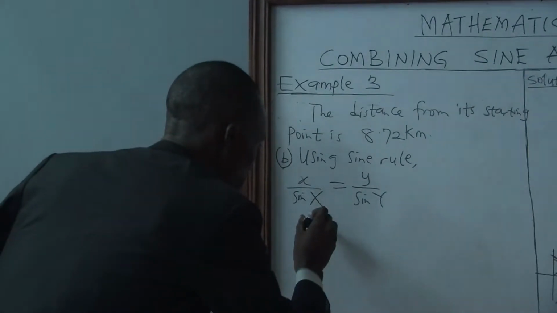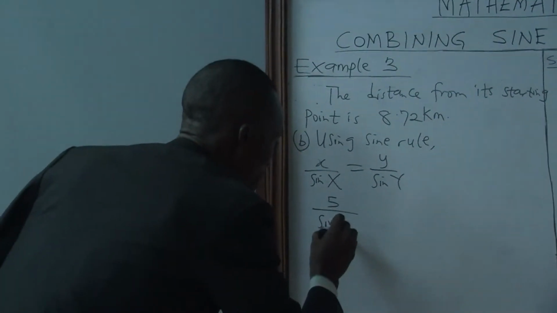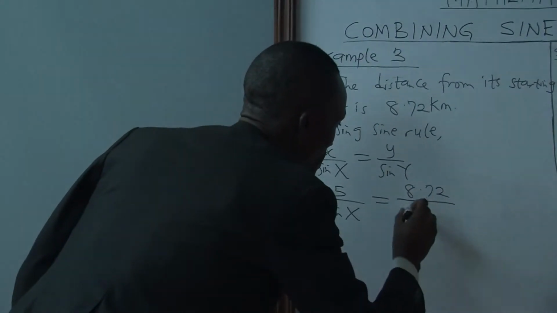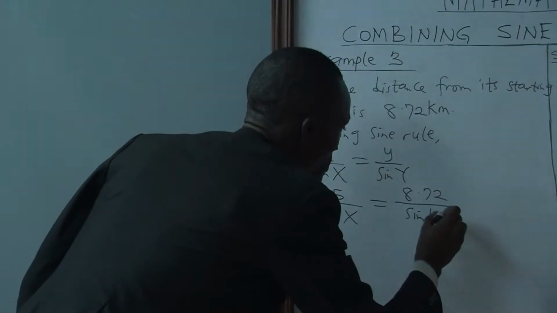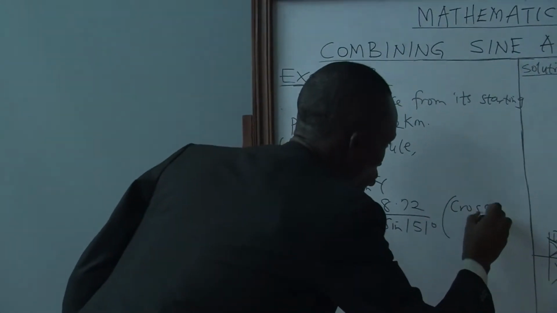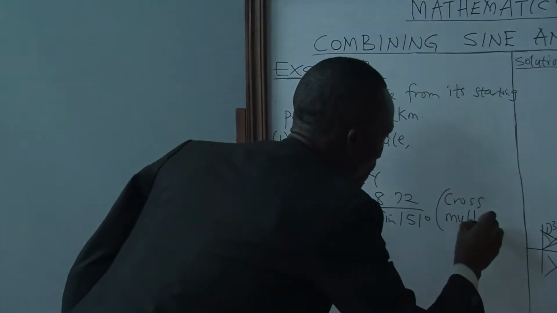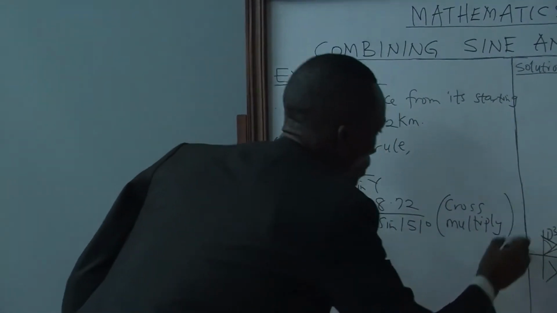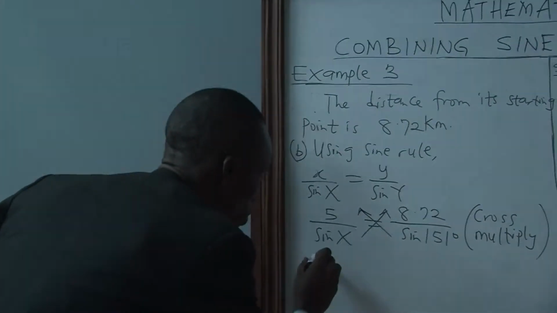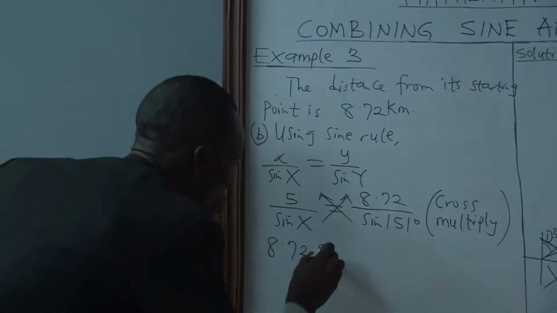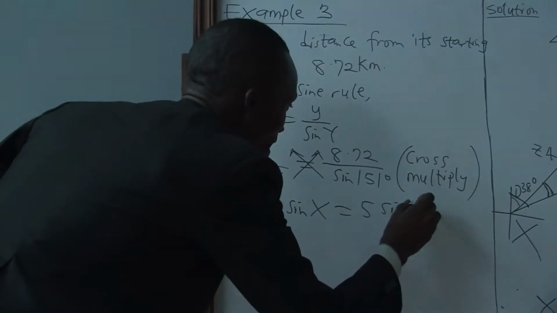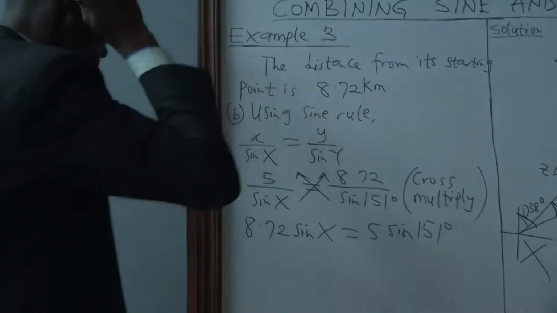So from there x is 5, so we have 5 over sine x is equal to 8.72 divided by sine 151 degrees. The next thing to do is to cross multiply. When we cross multiply, this will multiply this and this will multiply this. So we have 8.72 sine x is equal to 5 sine 151 degrees.